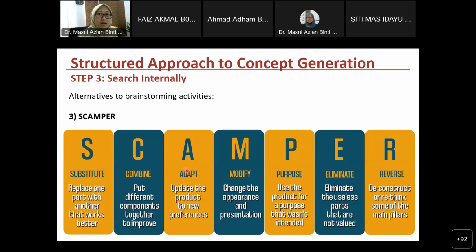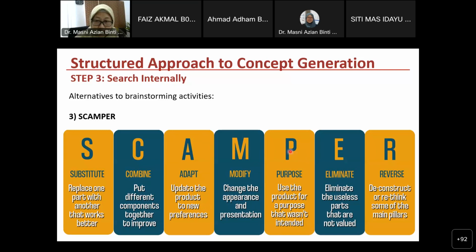Actually, there are endless possibilities when you come up with a design concept. So these are among the methods. Basically, you can substitute the parts, you can combine the parts, you can adapt the parts. Okay, the M in Scamper means modify. What kind of modification can you do to the existing product? Probably you can change the appearance, the feature, the aesthetic value, the visual of that product. Maybe you can change the presentation, the design, the color. That falls under modification.